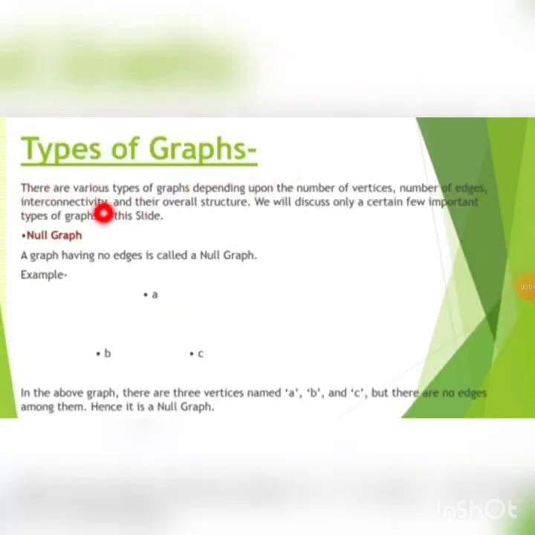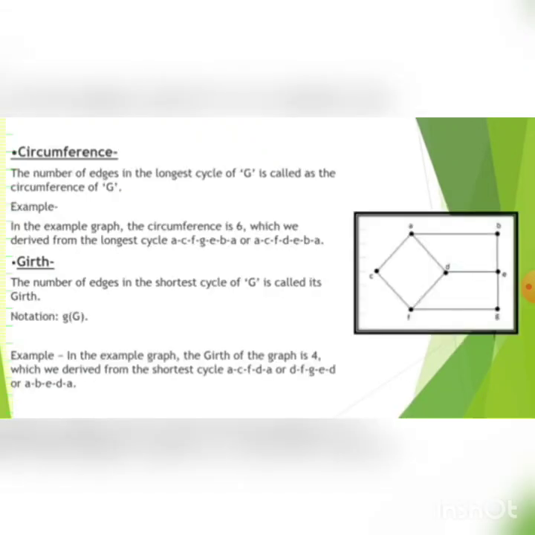Types of graphs. There are various types of graphs depending upon the number of vertices, number of edges, interconnectivity, and their overall structure. We will discuss only a certain few important types of graphs in this slide. First one is the null graph. A graph having no edges is called a null graph. For example, here this graph is a null graph. It has no edges. In the above graph, there are 3 vertices named A, B, and C, but there are no edges among them. Hence, it is a null graph.